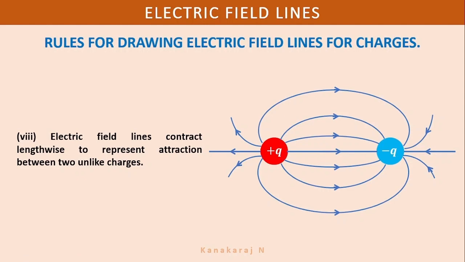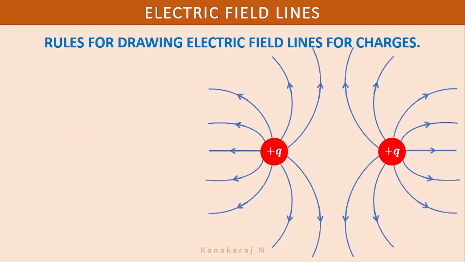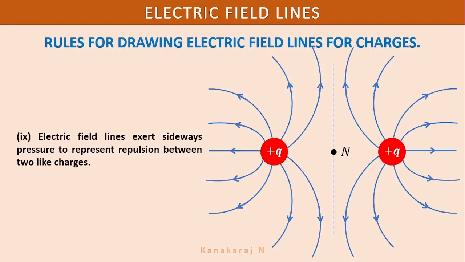In a balloon, right, the surface wants to contract. They want to reduce their area like that. Here the lines want to reduce their length when there is an attraction. Now, two positive point charges. Now these electric field lines are repelling away, they don't connect. At the center there is a neutral point where there is no electric field due to the two point charges. The electric field lines exert sideways pressure to represent the repulsion between the two like charges.